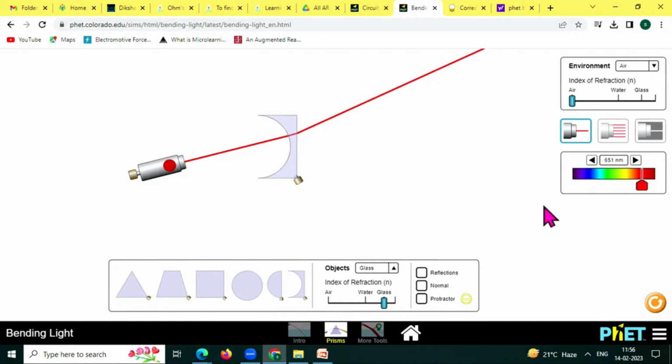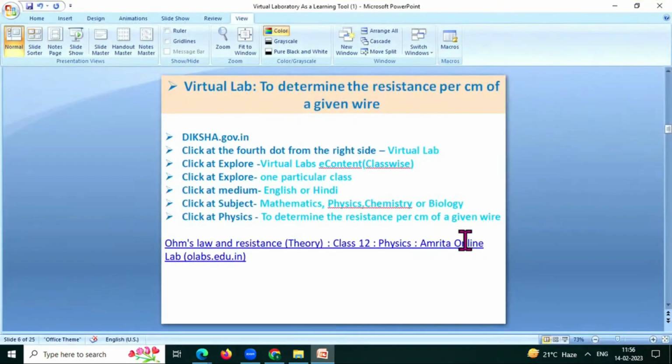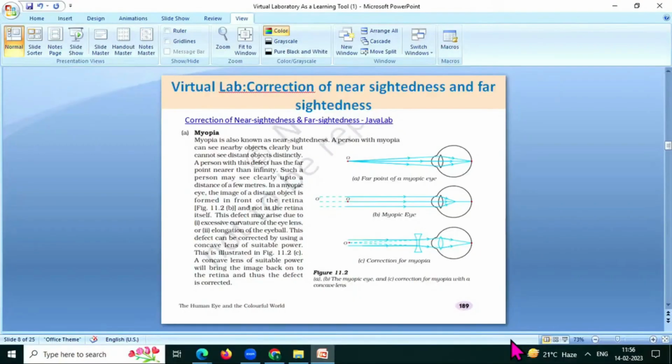And how can teachers integrate virtual labs with classroom teaching and learning, ma'am? In brief, we would like to know. Yes, it is a very good question. Integration is very, very important. So, let us see here, please show the screen.